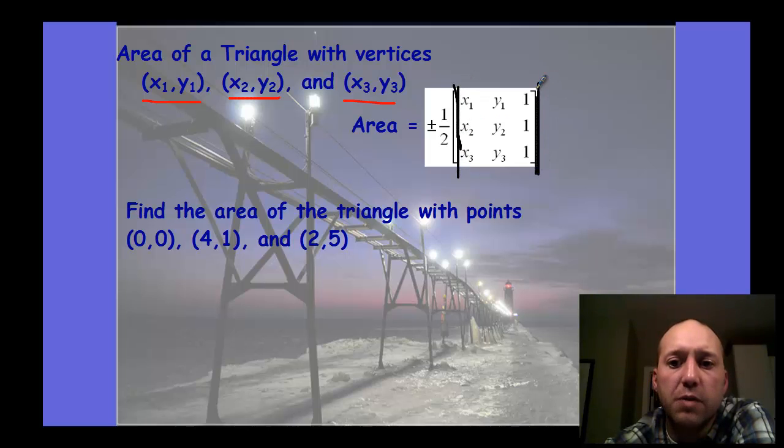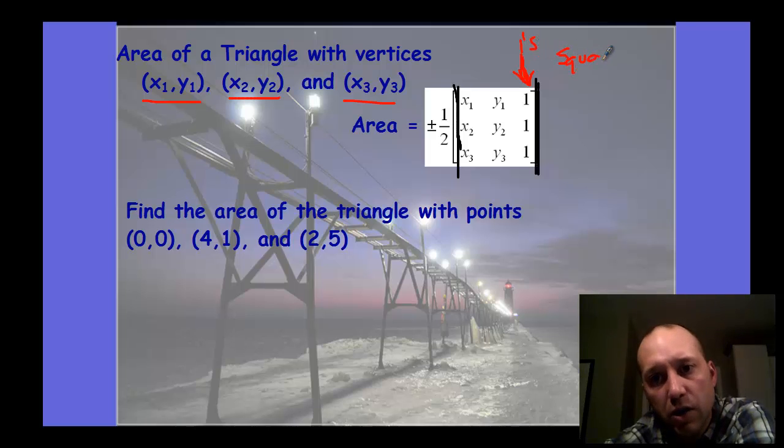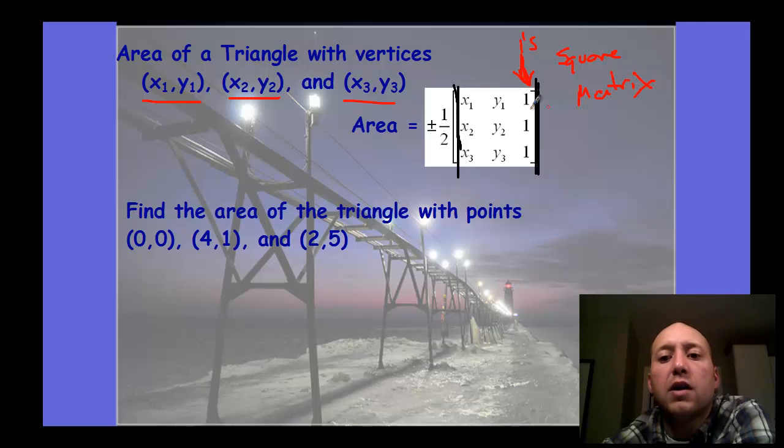These should be vertical lines, not brackets. It's the determinant of this matrix times positive or negative 1/2. Notice how we have x1, y1, 1, x2, y2, 1, x3, y3, 1. We have to have this column of ones to make it a square matrix, because we can only find determinants of a square matrix.